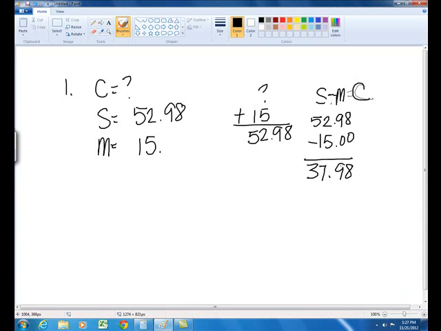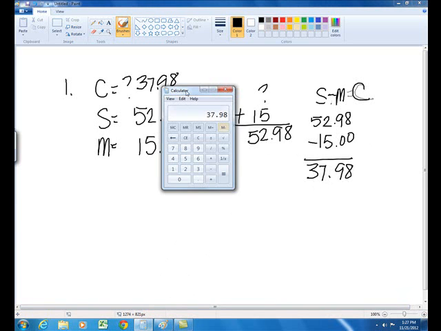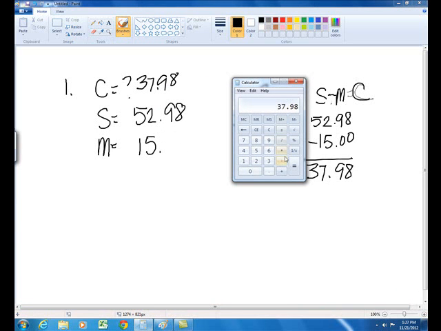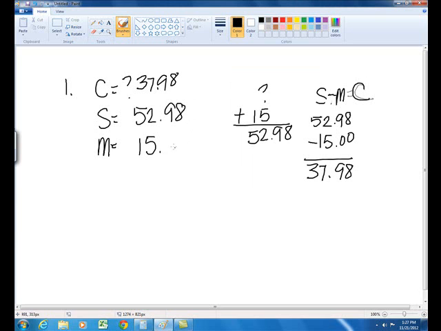for each one. Now I can do that in the reverse. I can put that in here and check it by saying, okay, if I purchased it for $37.98 and I added $15 to it for my markup, I should get right back to my selling price, and I do. Okay, let's do number 2.